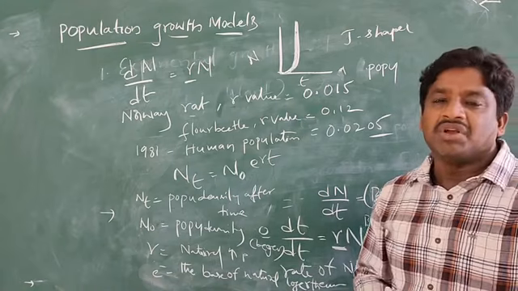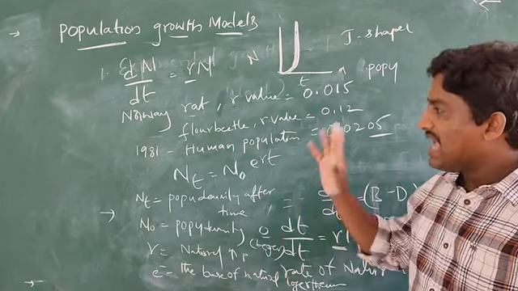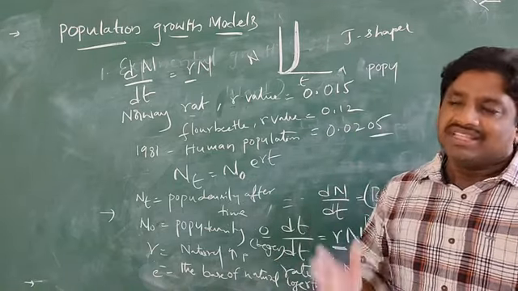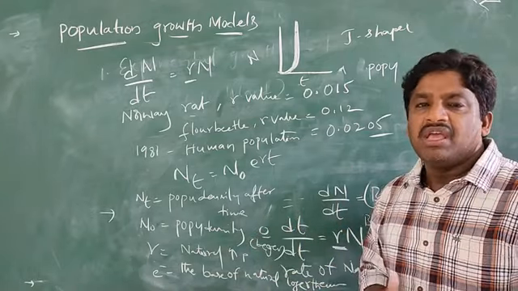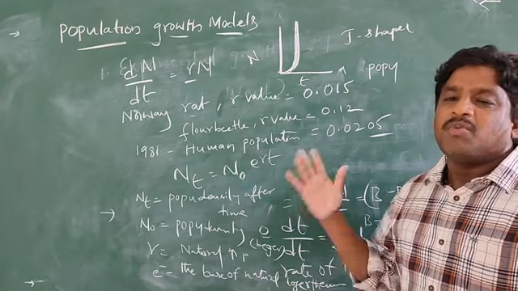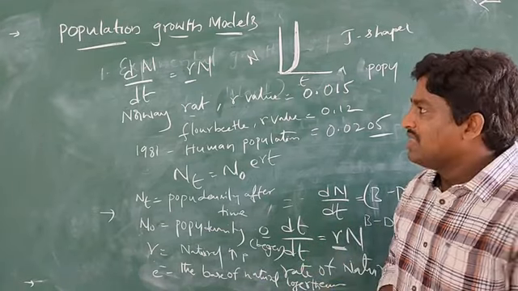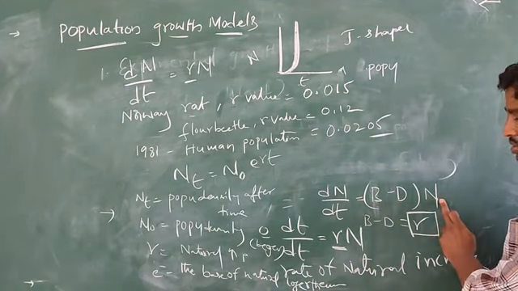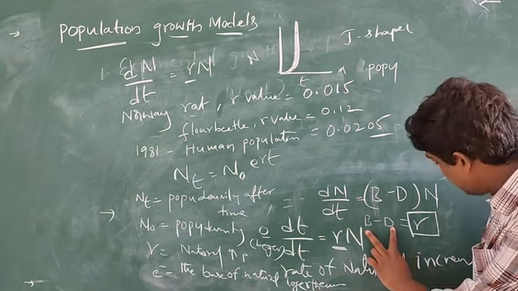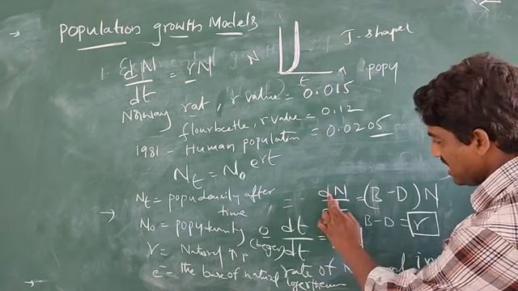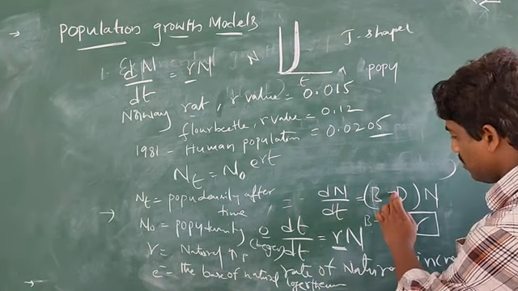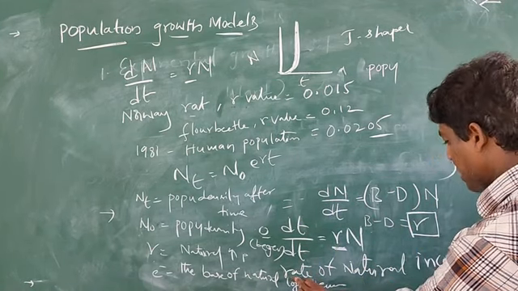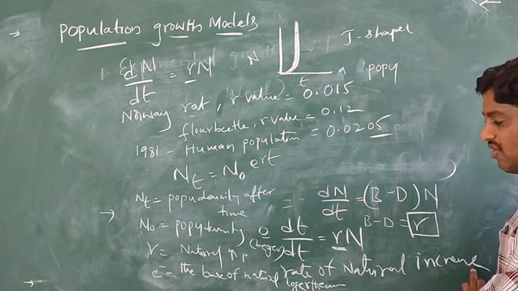So the population density, that means the population size, is equal to N, capital N, and the birth rate we represent as B in an area, and the death rate we represent as D. Then the increase or decrease in the population density in relation to time is dN by dt equal to (B minus D) into N. Here B minus D is equal to r, so dN by dt equals rN. Here r is the intrinsic rate of natural increase.